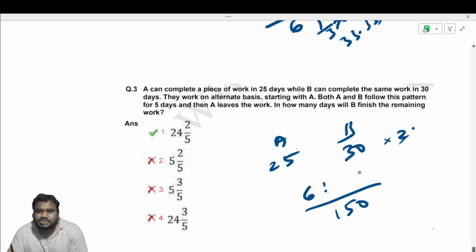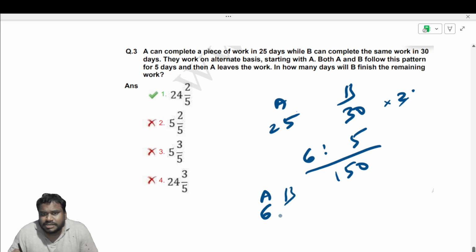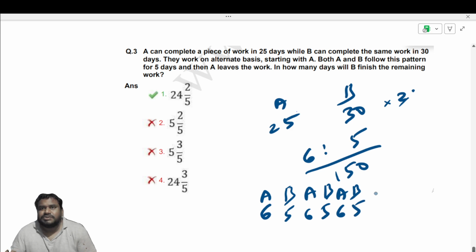So 6 times and 5 times. These are the efficiencies. So A and B efficiencies are 6 is to 5. Now what is happening? They work on an alternate basis, starting with A. So on the first day A works for 6 parts, on the second day B works for 5 parts, and again A and B, 6, 5, 6, 5. Like that, it will go.